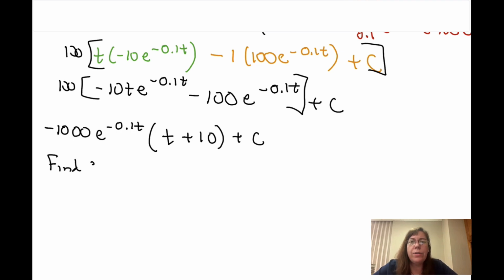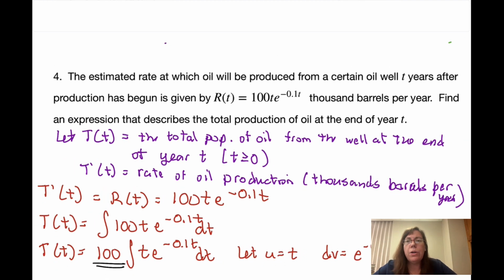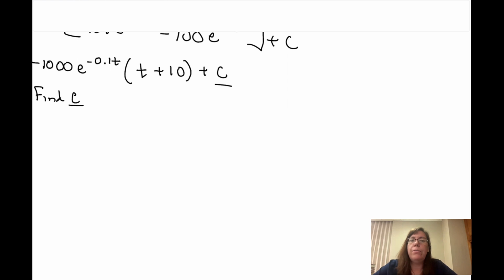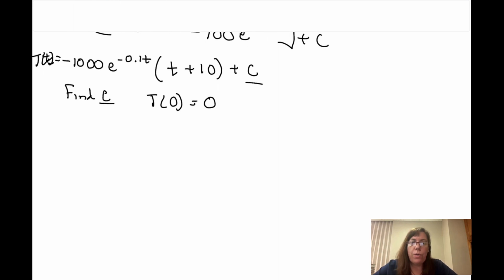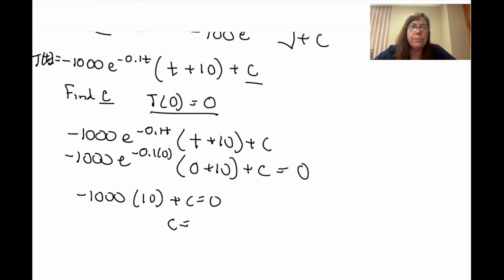Now I need to figure out that C value. So remember it told us they began production at t equals 0 years. So if they began the production at t equals 0 years, at time 0 there was 0 amount produced. So if I let little t equal 0 in my big T equation, I can set this equation equal to 0 and solve for C. And I get C is 10,000.